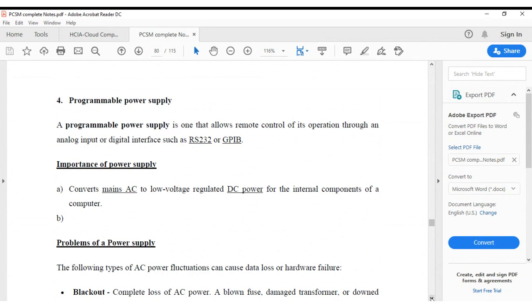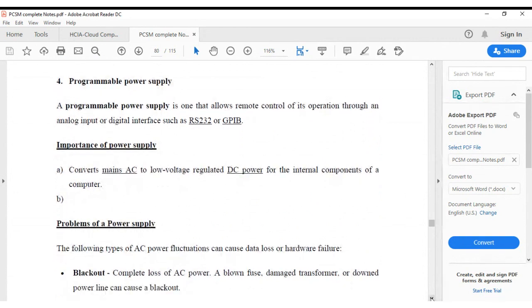Now, the importance, or point to note, on the power supply. A power supply converts mains AC to lower voltage regulated DC power for the internal components of a computer.